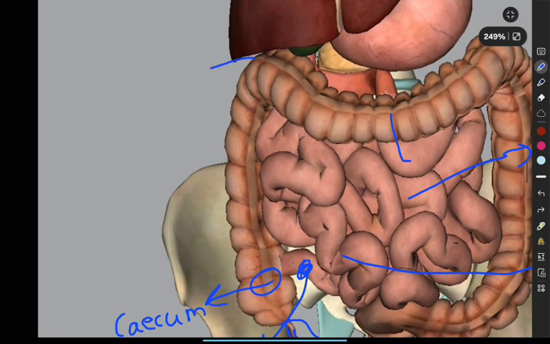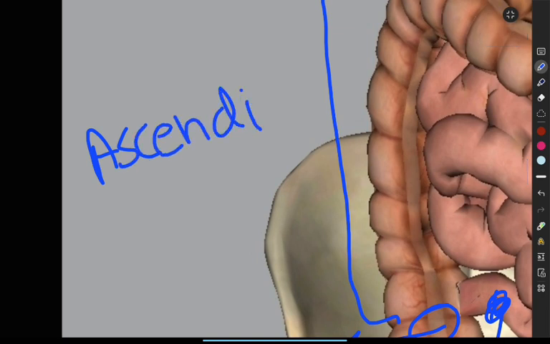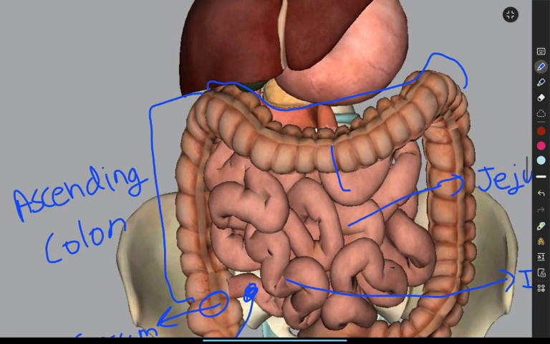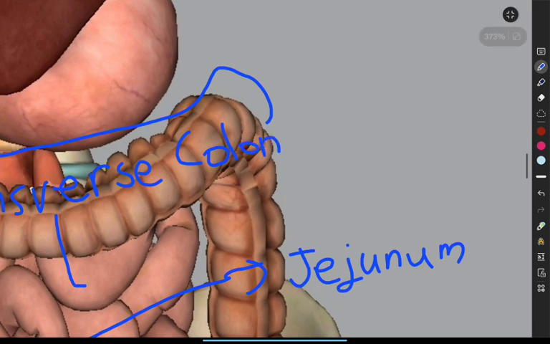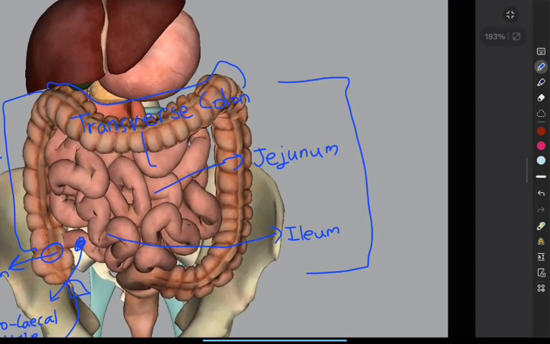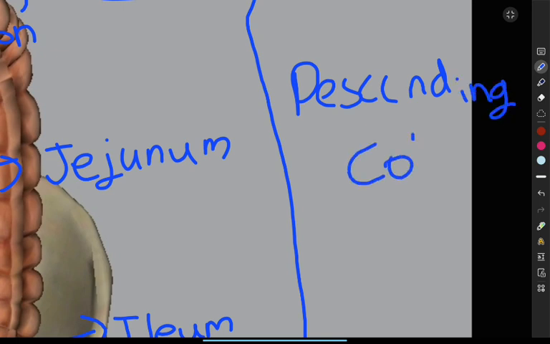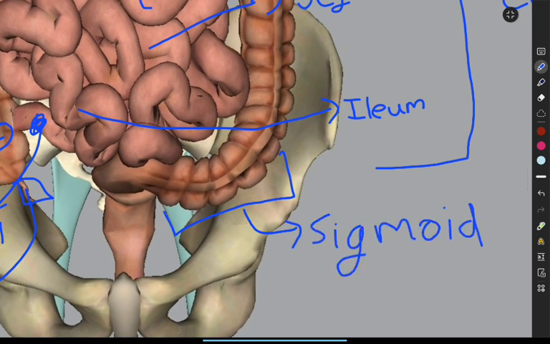It is also subdivided: this part of the colon is known as the ascending colon, this part is known as the transverse colon, this part is known as the descending colon, and this part of the colon is known as the sigmoid colon.